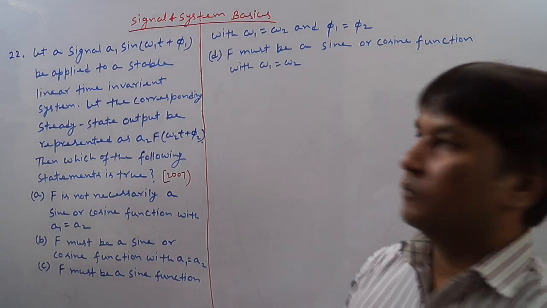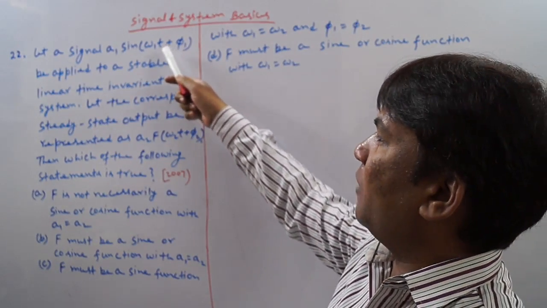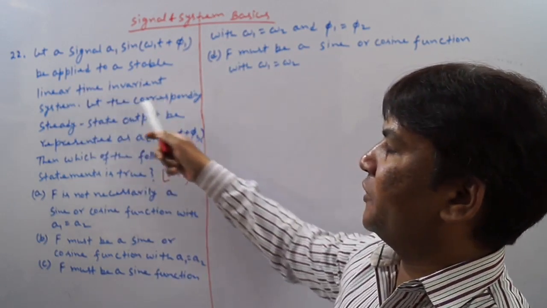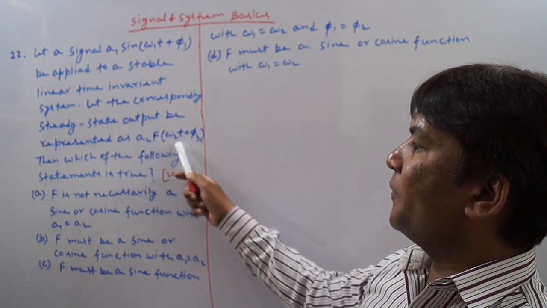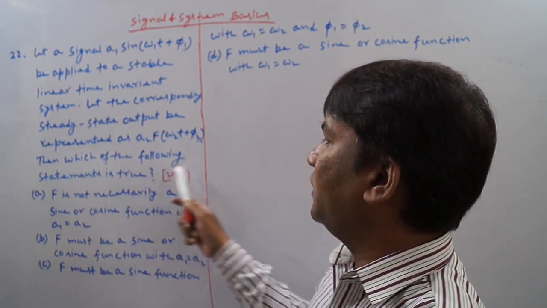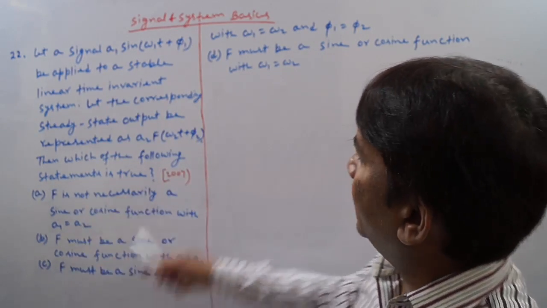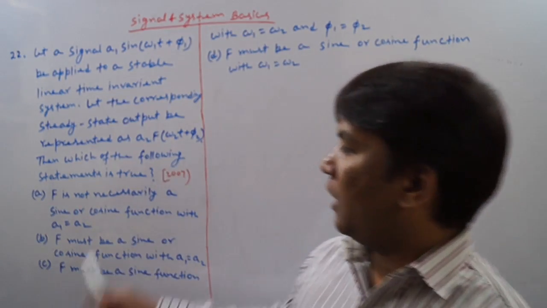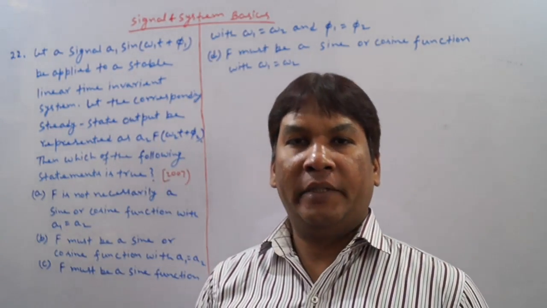Okay. The next question is: let a signal A1 sin(omega 1 t plus phi 1) be applied to a stable linear time invariant system. Let the corresponding steady state output be represented as A2 f(omega 2 t plus phi 2). Then which of the following statements is true? There are 4 alternatives given, and it is asking about the function f. What type of function f should be?